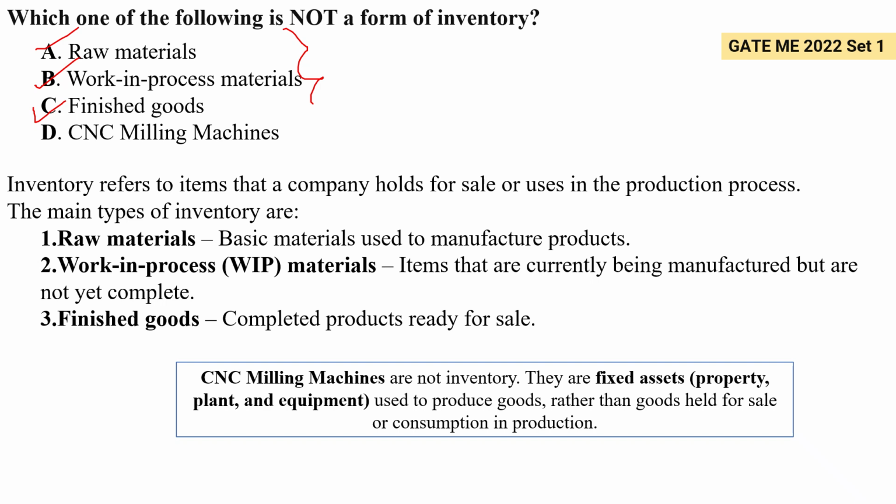CNC machines are not an inventory type, because CNC machines are not inventory, they are fixed assets used to produce goods rather than goods held for sale or consumption in production. So CNC milling machines do not come under the category of inventory. So option D is the correct answer.